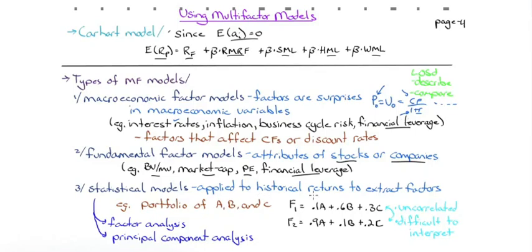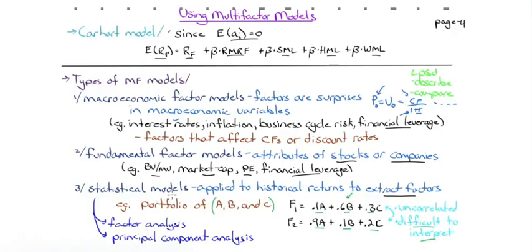Statistical models are applied to historical returns to extract factors. And the factors are very particular. The factors are a weighted combination of the securities in the portfolio. So let's say we have a portfolio of 3 securities, A, B, and C. The first factor will be some weighting of A, B, and C. The second factor will be some weighting of A, B, and C. They will be uncorrelated, but they are super, super difficult to interpret. What does this mean? We have these 3 securities, and the first factor finds that this weighting creates one factor. Well, what does that factor mean, right? It becomes very difficult to interpret.